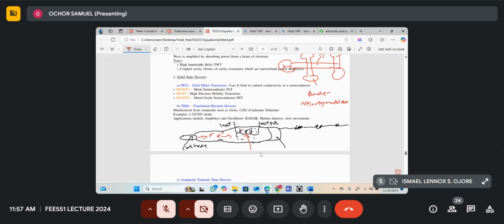But basically, what I understood is that for the metal semiconductor FET, you have a Schottky barrier at the gate, instead of, as you see, the metal oxide, which usually has an oxide layer at the gate. But for metal semiconductor, again, everyone should go and check on that, because I might be wrong, we have a Schottky diode. I don't know if that's the spelling.